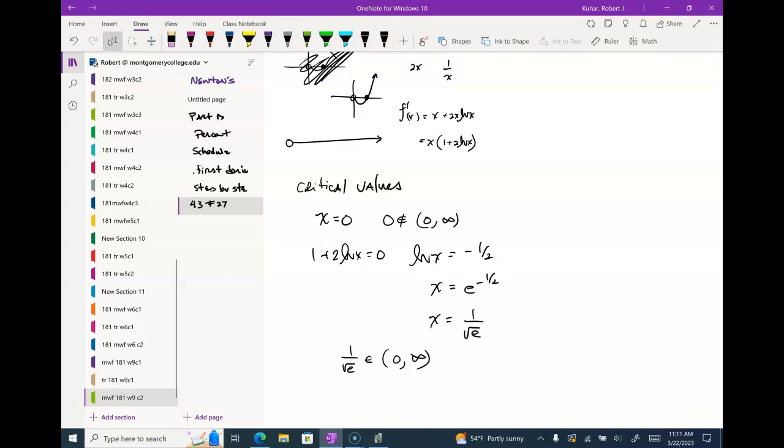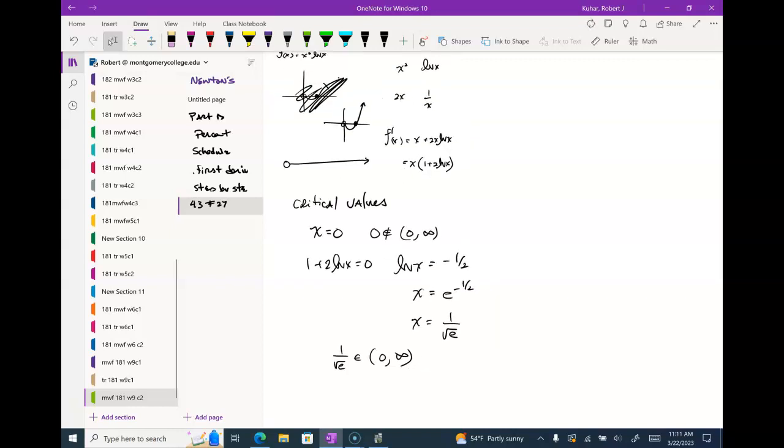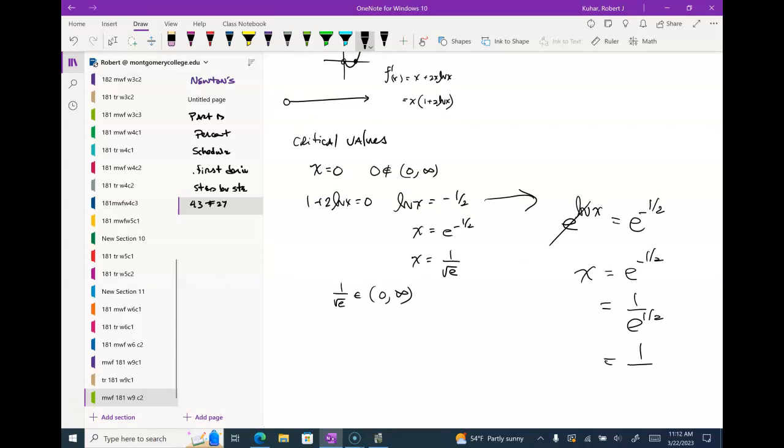You okay with my critical value? Yep. Okay. Yeah, I raise, so I skipped a step here. In pre-cal, we know e to the x and ln of x are inverse functions. So we raise both sides to base e, right? And e and ln cancel each other because they're inverses, right? And negative exponent means reciprocal. And an exponent of a half is a square root.